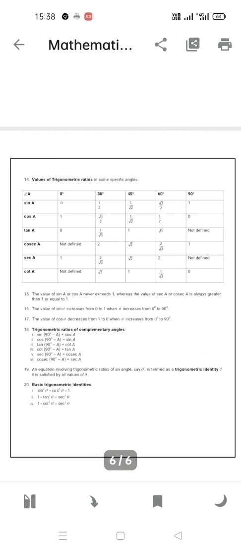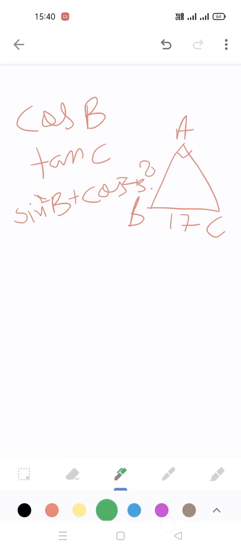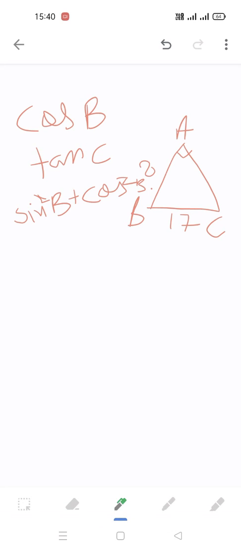The trigonometric table is very mandatory, so make sure you learn it. You understood it and all these points. So let's see some questions regarding trigonometry. Suppose this is the question: from the following figure, find the values of cos B, tan C, and sine square B plus cos square B. So we need to find the values of these three.